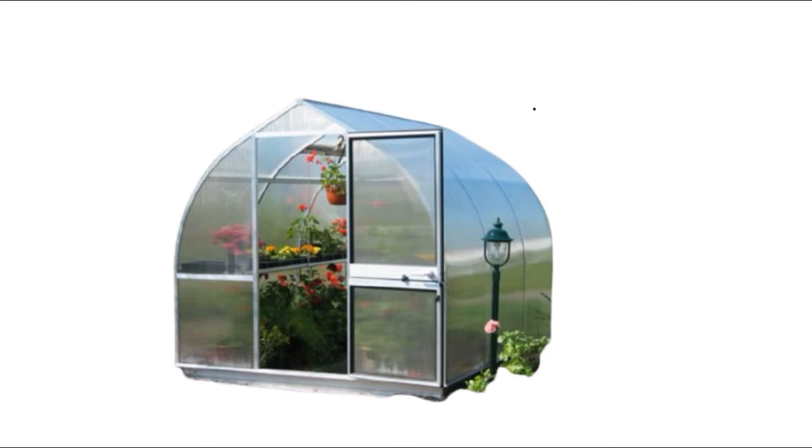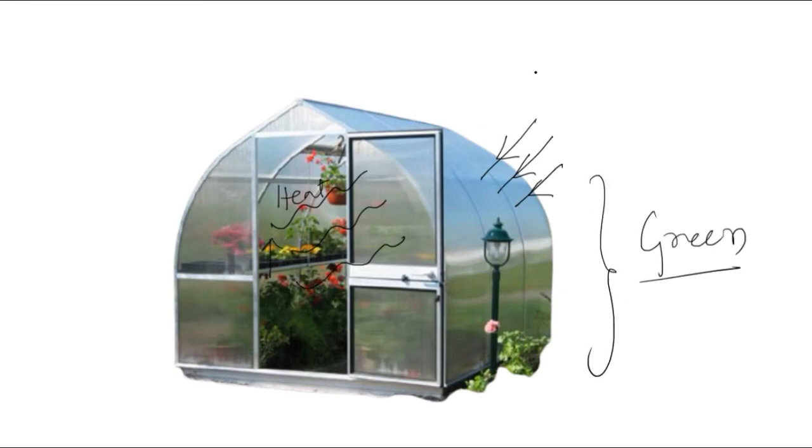And how does glass help? Glass allows the sunlight to pass through, but it doesn't allow the heat to go out. So more and more heat is trapped here, and thus the temperature of the internal atmosphere increases. That's the temperature which helps the plants to grow. From outside it looks green. So the entire house is called a greenhouse, and the effect is the greenhouse effect.